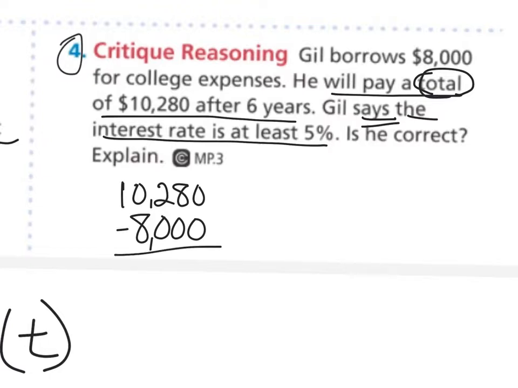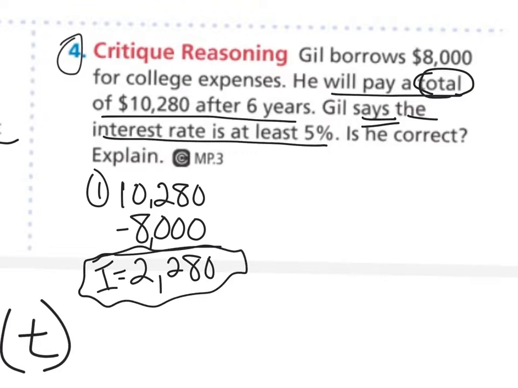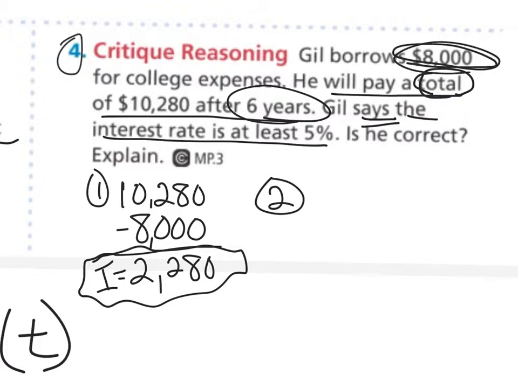Okay, so first of all, if we subtract those, that's going to tell us how much interest he had to pay. So if you subtract, that would be $2,280. Okay, what that means is, again, he's paying over 6 years $2,280 in interest. We know it's for 6 years, and we know the principal, that's how much he borrowed, is the $8,000. And so that leaves us just with the interest rate to figure out. So we can actually figure out what the interest rate is and then see if he's correct or not.